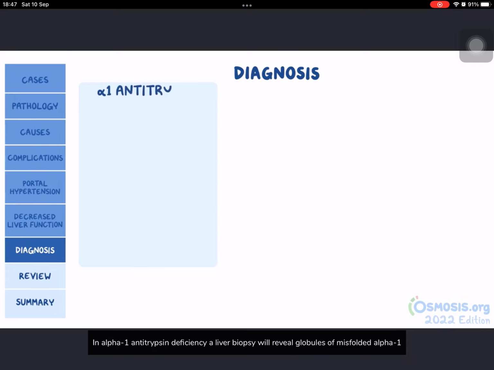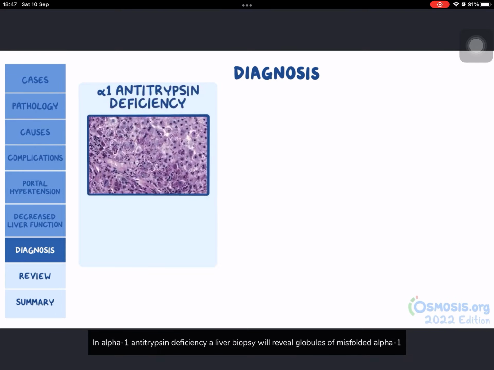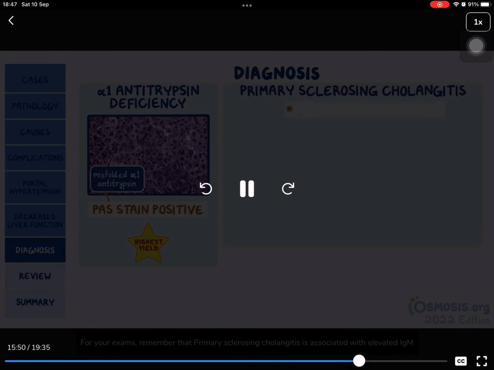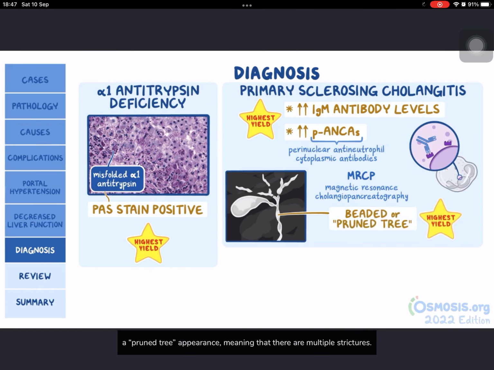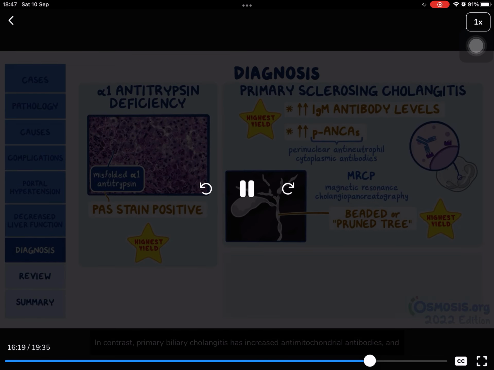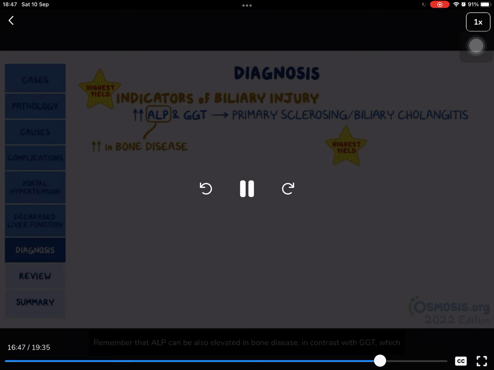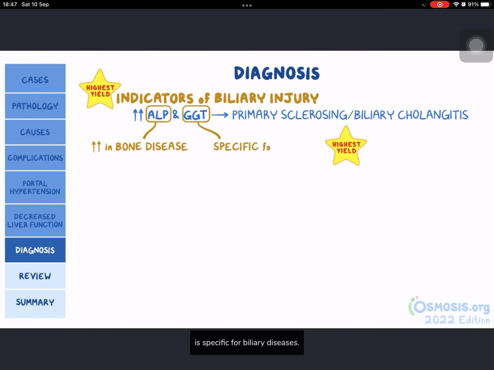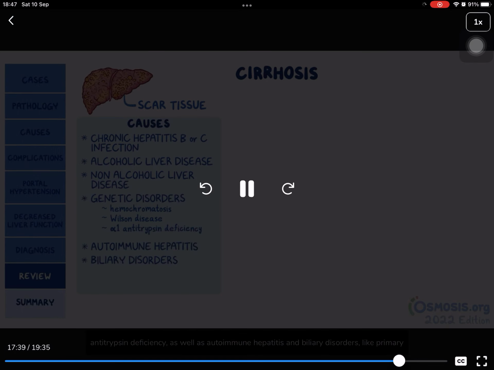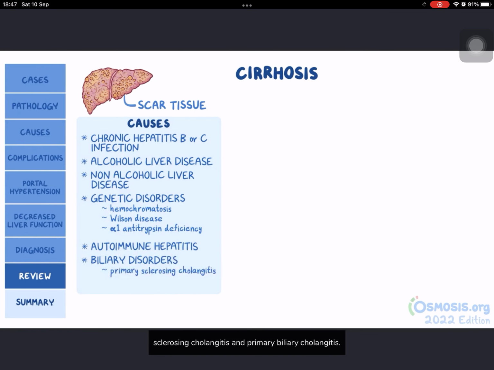In alpha-1 antitrypsin deficiency, a liver biopsy will reveal globules. In contrast, primary contrasts with GGT, which is specific for biliary disorders, like primary sclerosing cholangitis and primary biliary cholangitis.